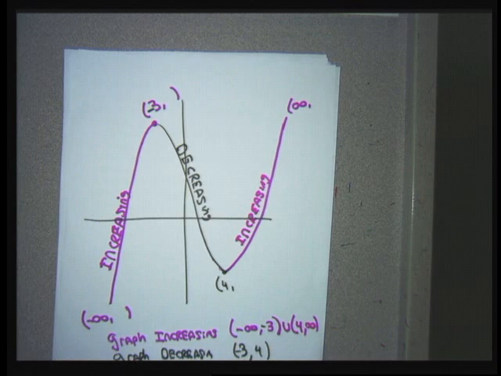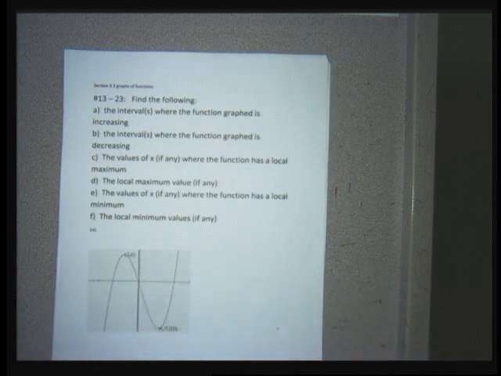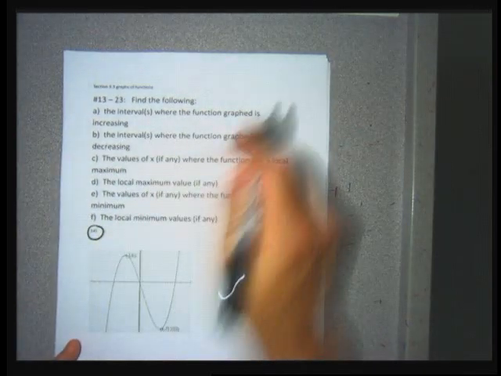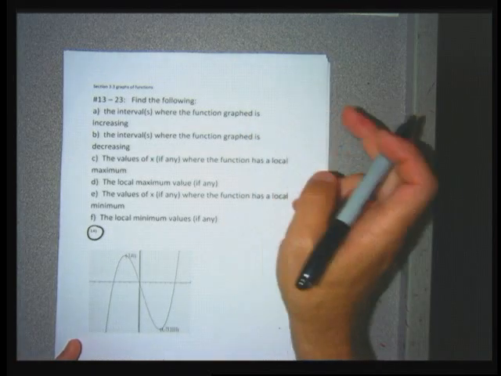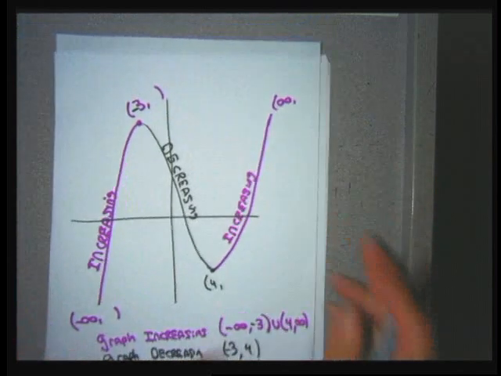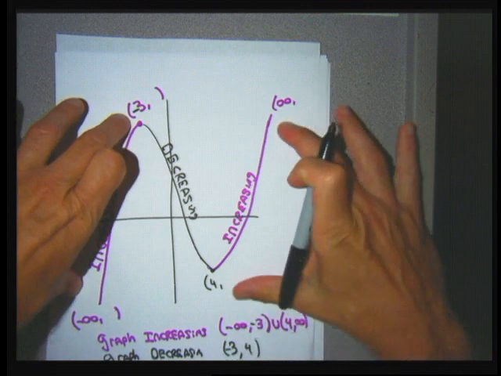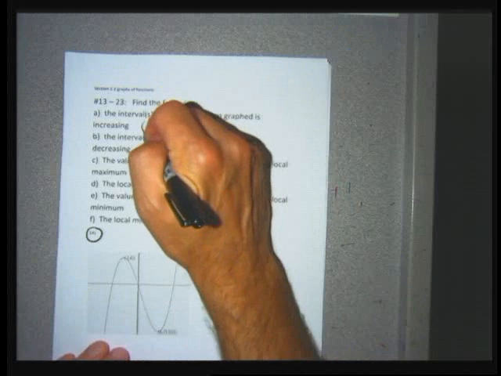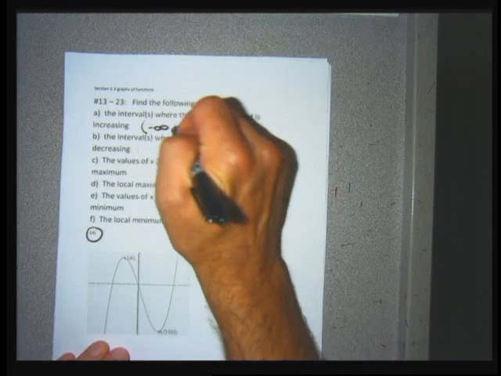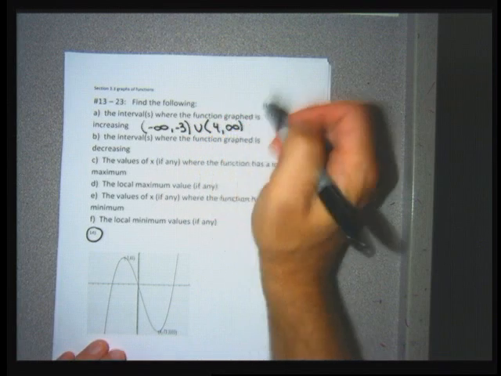So the first few questions in this problem, which must be 14, ask to find the intervals where the function is increasing and find the intervals where the function is decreasing. And I'm going to write those answers down. It's increasing between x equal negative infinity and x equal negative 3. It's also increasing between x equal 4 and x equal infinity. So for part A of this particular problem, I'm going to say it's increasing in the region between negative infinity and negative 3. And then again, it's increasing in the region between x equals 4 and x equal infinity.